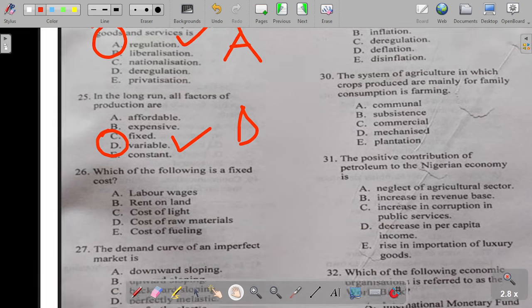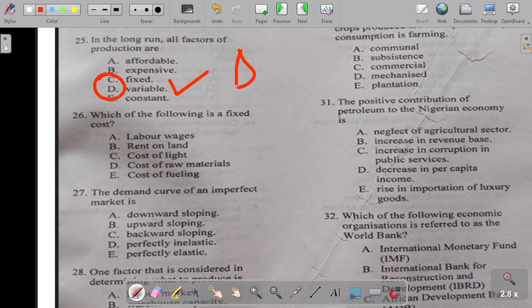Let's look at 26. Which of the following is a fixed cost? Labor wages, no, people can change their mind. Pay me more. Rent of land, cost of flight, that one changes. Cost of raw material changes. Cost of fuel changes. The answer is rent of land, B. It's fixed for a particular period.